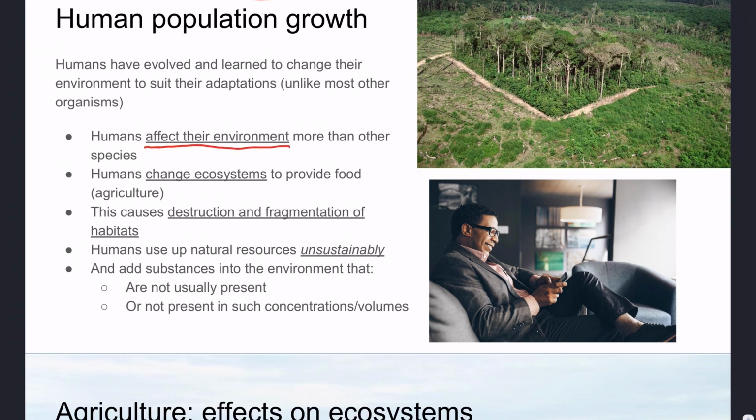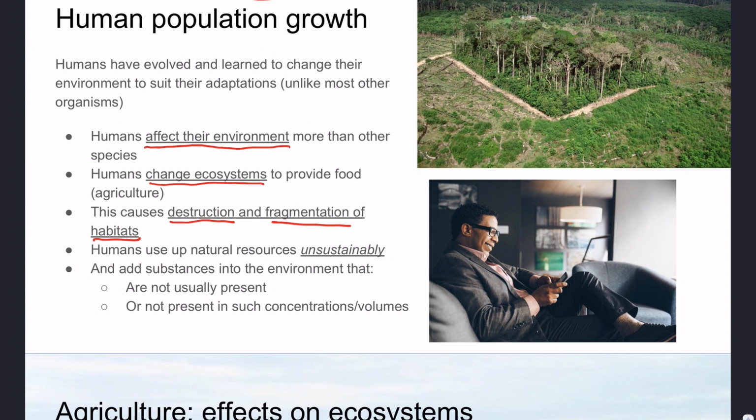Okay, so humans, because of the way we have evolved, have the capacity to change our environment to suit us. Other organisms have to adapt to their environment. We change our environment to suit us to a certain extent. Because of that, we have the ability to change ecosystems, for example to provide food for ourselves, shelter, and so on. And because of that, there is a potential for destruction and fragmentation of habitats.